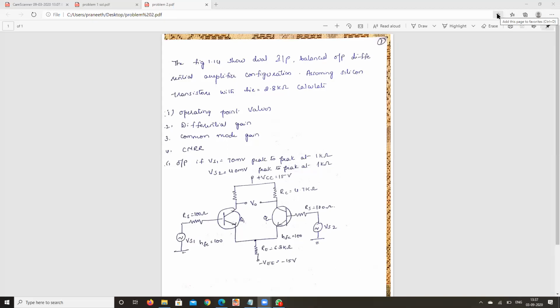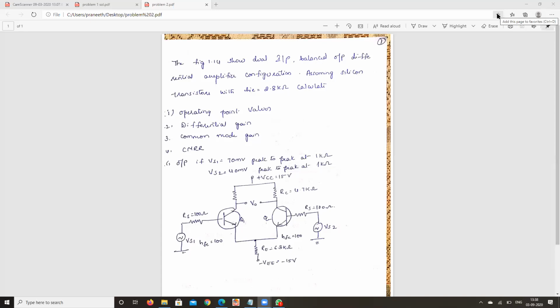If you just see the problem clearly, almost all the data is given. From the figure, just rewrite what data you have. For the first point, for calculating operating points, there is no need of considering AC inputs. So directly, just like your previous problem, consider whatever values you want, ICQ and VCQ, and calculate those two first.